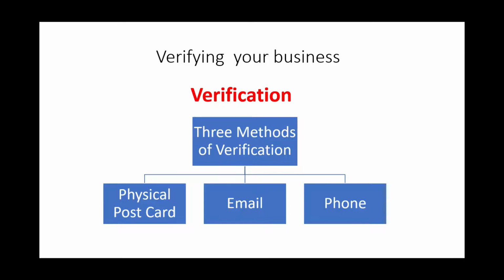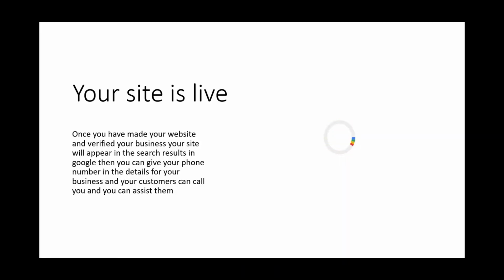And for some businesses, only for some businesses, there will be the phone verification option. Normally all businesses don't get this phone verification option. You can just directly enter your phone number and it'll give you the verification code. Then your site will be live. After verifying, it'll be in Google.